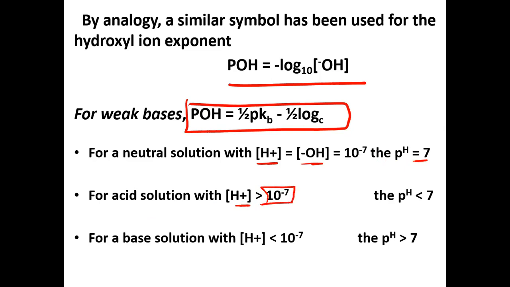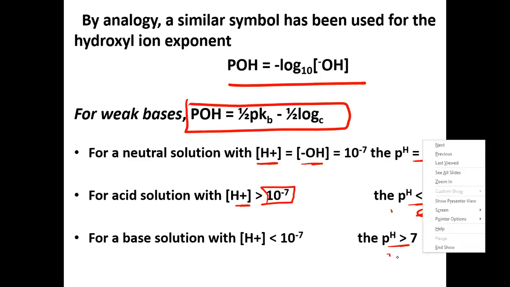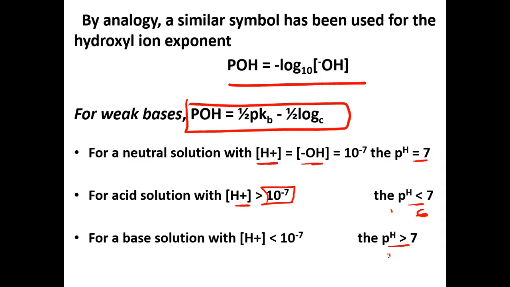When we take the negative log of this, you are going to get 7. So it simply means that for a strong acid solution, or for an acidic solution, the pH must be less than 7. So pH ranging from 1 to 6 qualifies to be in the acidic region. But for a base, the pH must be more than 7, from 7 point whatever, ranging to 14, qualifies to be a base.